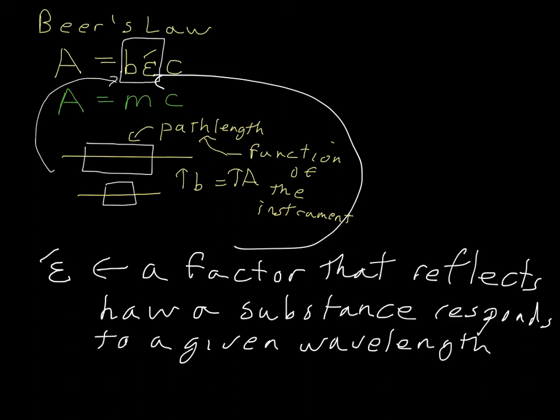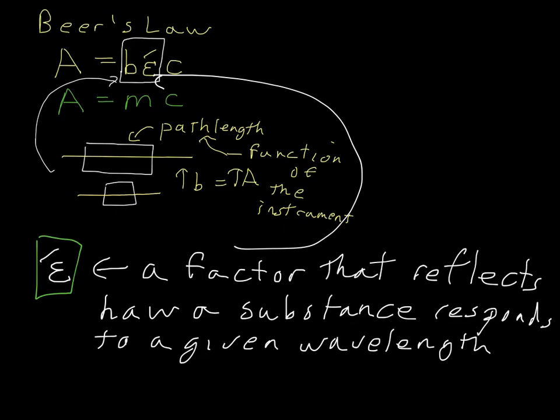If you've had an art class, then you realize that different substances absorb different colors of light. Therefore, different substances are going to respond differently to different colors of light. Some are going to absorb a lot of them, some are going to absorb a little of them, depending on the wavelength. Absorptivity is the factor in the Beer's law formula that reflects how responsive a substance is to a particular wavelength. Therefore, absorptivity is going to be different for every single substance out there at every single wavelength.